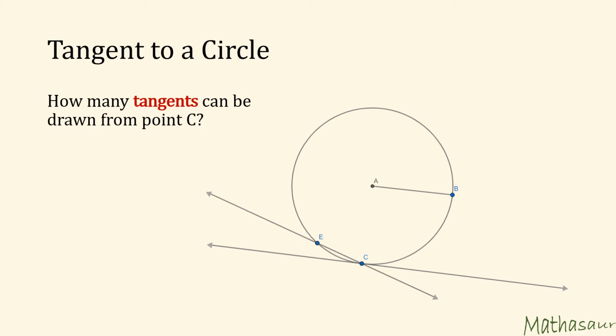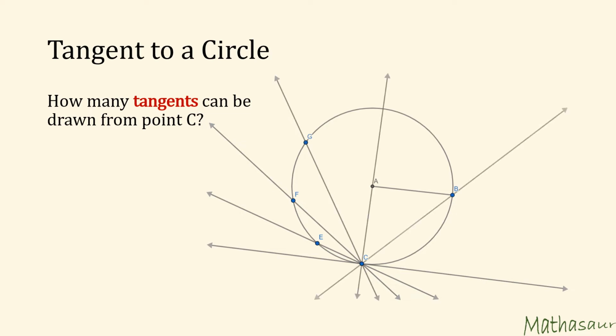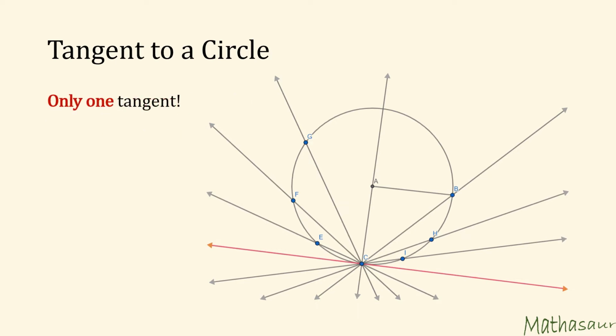Now how many tangents can be drawn from this point C? Let us draw as many lines as we can from this point C. We see that most of the lines touch the circle at 2 points and there is only one line that touches the circle only at point C. So this circle has only one tangent at the point C.